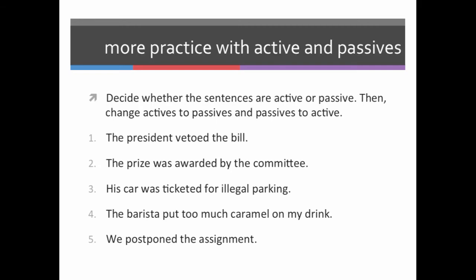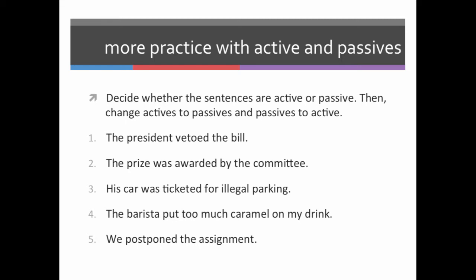So here we have a few more sentences. We can apply that test. So take a moment, read through those. I'll give you a few moments to answer those. So in number 1, the president vetoed the bill.